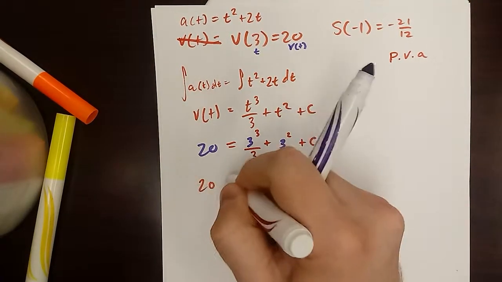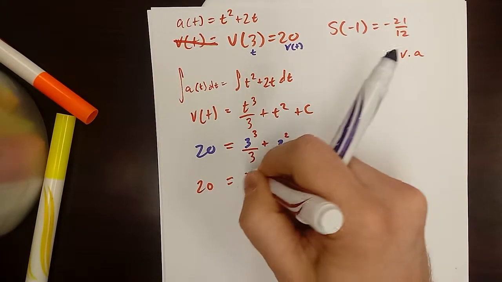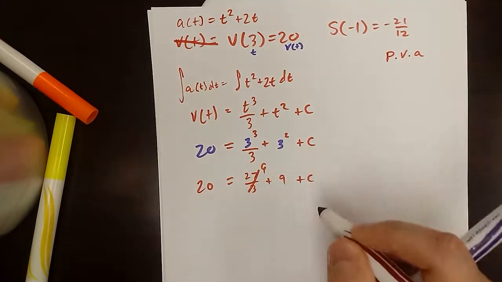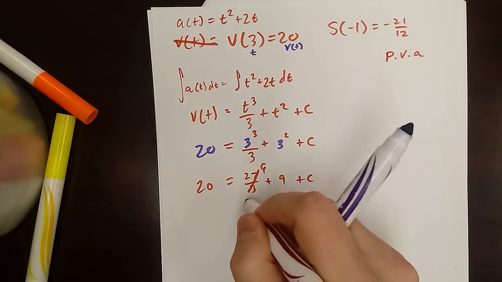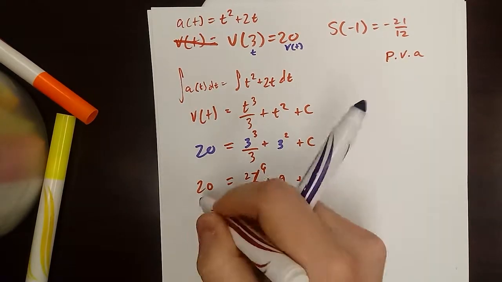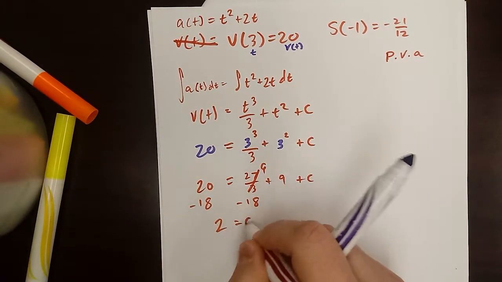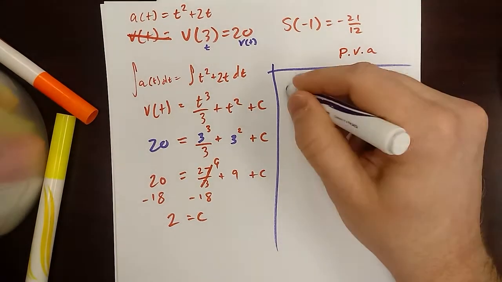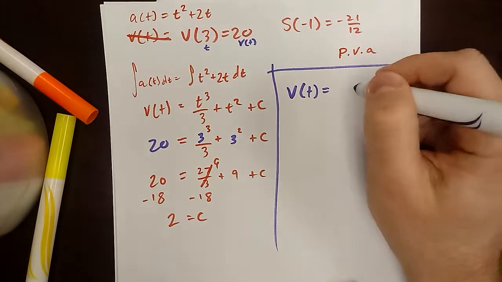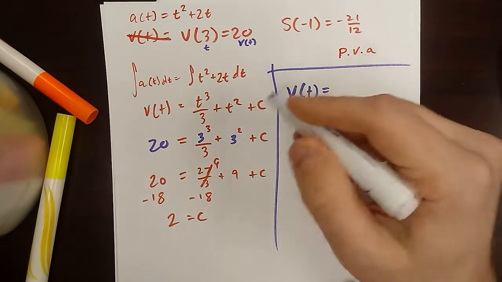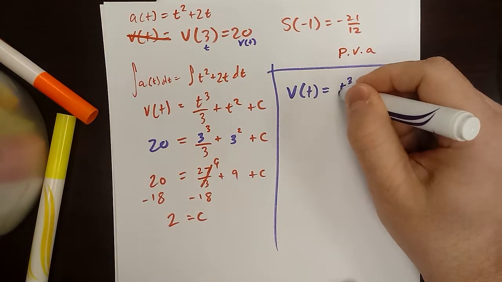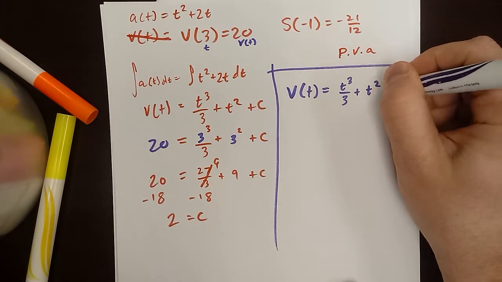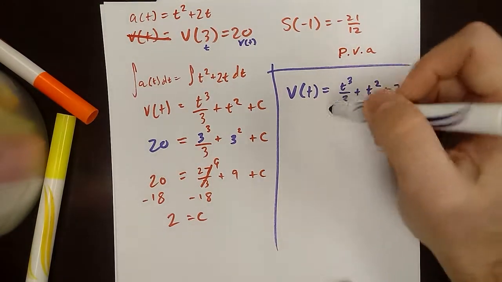Let's see, we got 20 is equal to 27 over 3 plus 9 plus c. 27 over 3 is 9 again, so that's 18 plus c. So then we'll subtract the 18 from both sides. We get 2 is equal to c. So our velocity equation, v is equal to t cubed over 3 plus t squared plus 2.